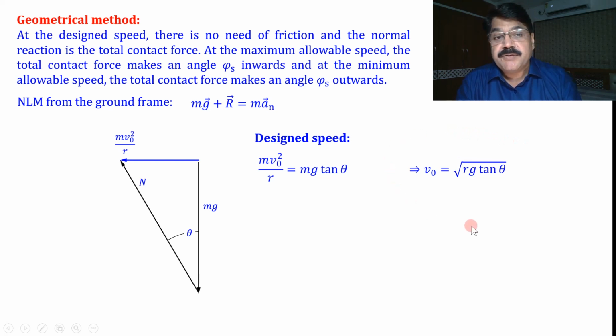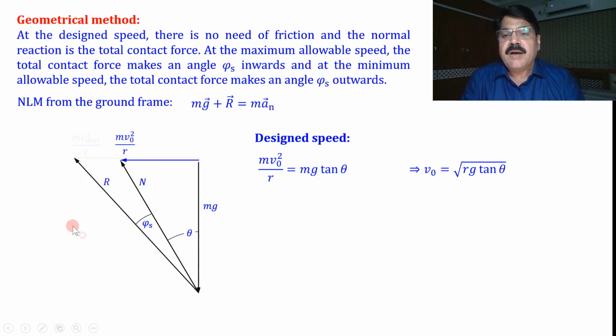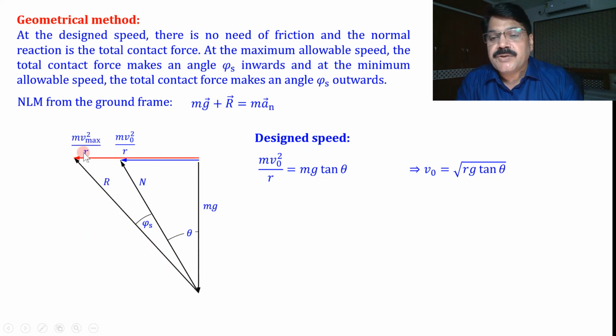Now let us come to the maximum speed. For maximum speed, R will tilt into the turn, on that side, by angle phi s. So this way, this angle phi s, and again this vector must be horizontal. So m v max square by R must be from this point to that point, and from here to here will be R. So this is R, and this will be m v max square by R. Now you can see again, m v max square by R is equal to mg tan of theta plus phi s.